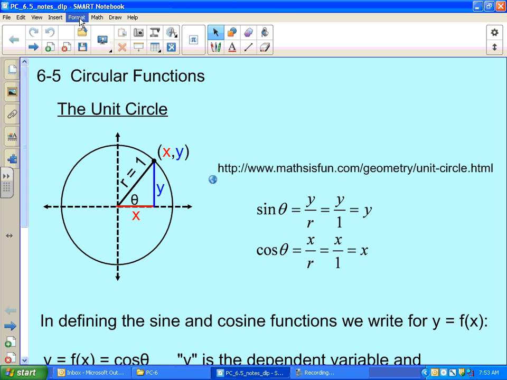Section 6.5, circular functions. We're going to take different approaches looking at our trig values. We're going to look at them as if we were a point on a circle, and this circle, being the unit circle, is going to have a radius of 1. And as we spin this point around our circle, we create, with the exception of those 4 locations we've talked about before, triangles, right triangles.